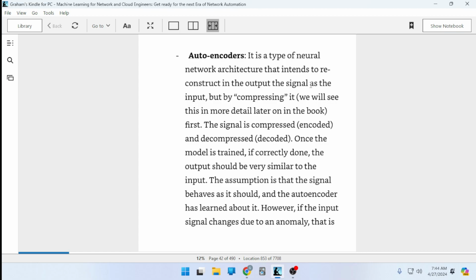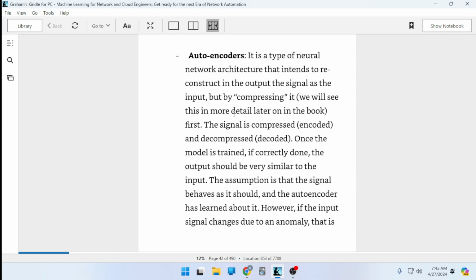so autoencoders, what they do is reconstruct the output signal as input, and we saw that in my other series, my LPIC 1 series, converting output to input so that you can feed it back into other functions is something necessary. But in this case, the output is converted to input by compressing it first. And this is a type of neural network architecture. It's an autoencoder. The signal is compressed, encoded, and decompressed, decoded.